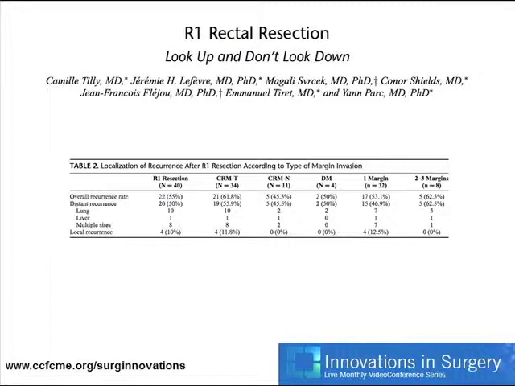But we also worry about nodal involvement, and they separated out these patients in a retrospective series of about 470 or so patients.